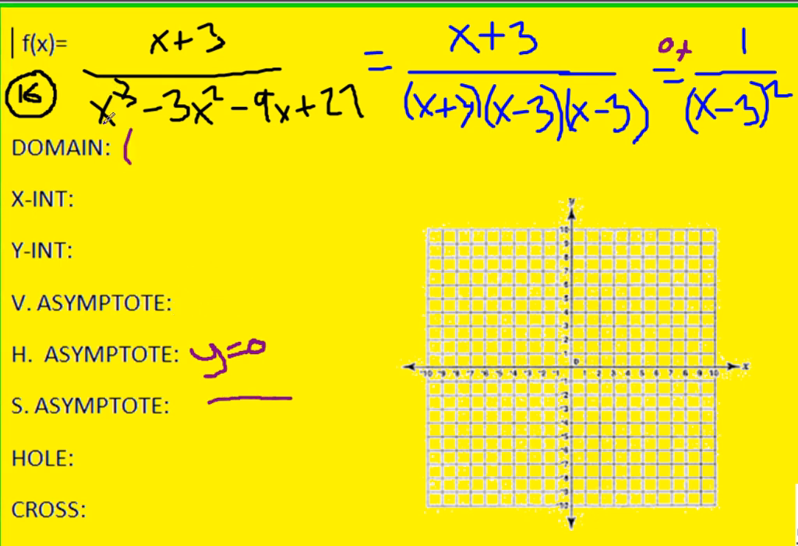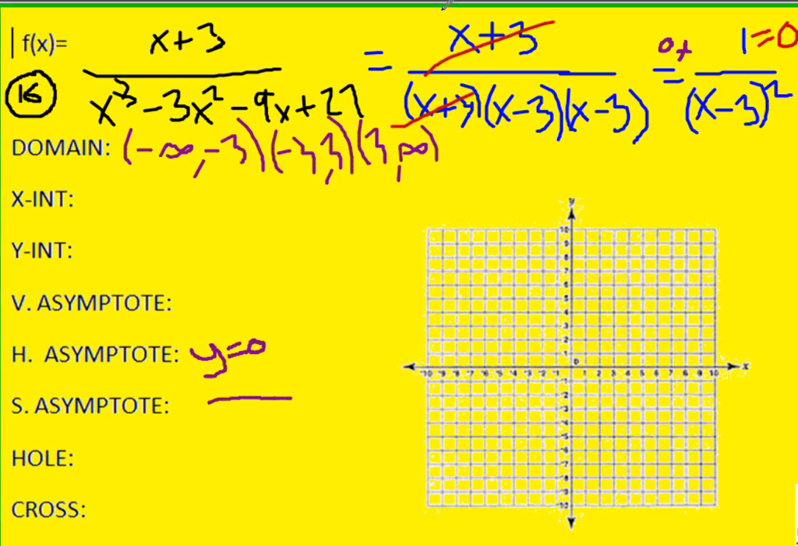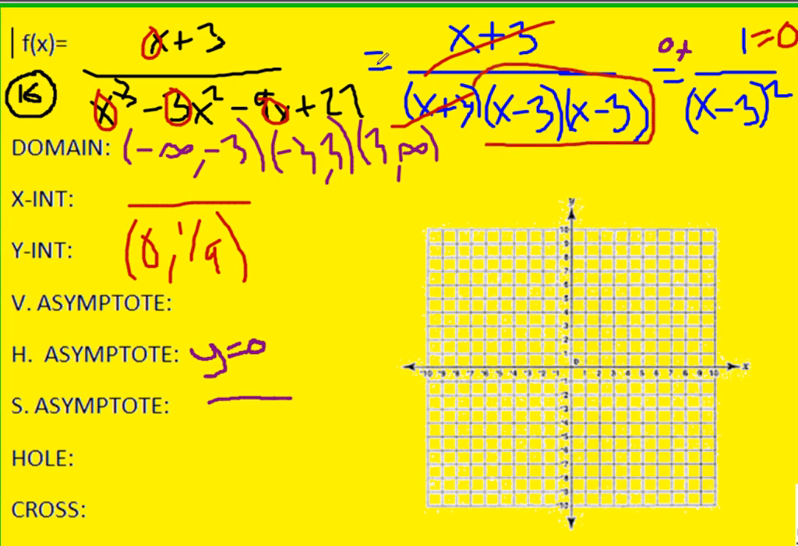Our domain, the denominator equaling 0, is negative infinity to negative 3, negative 3 to positive 3, and from 3 to infinity. X-intercept and y-intercept, again, be careful. X-intercept is when the numerator equals 0, but make sure you use that factored form because those guys canceled out. So we actually don't have an x-intercept here. Our y-intercept, if we use the original equation, I get 3 over 27, so I get 1 over 9. So a really, really small y-intercept.